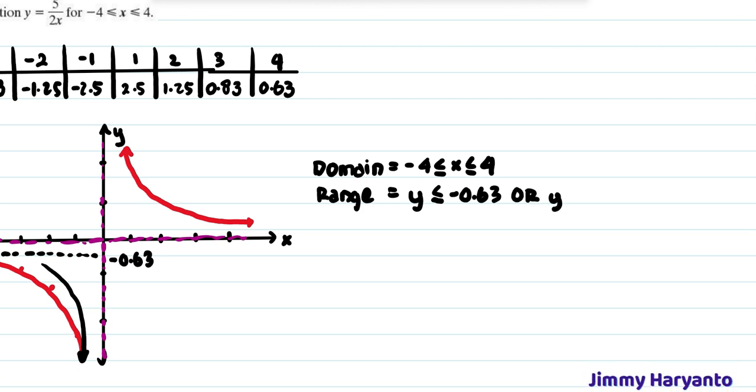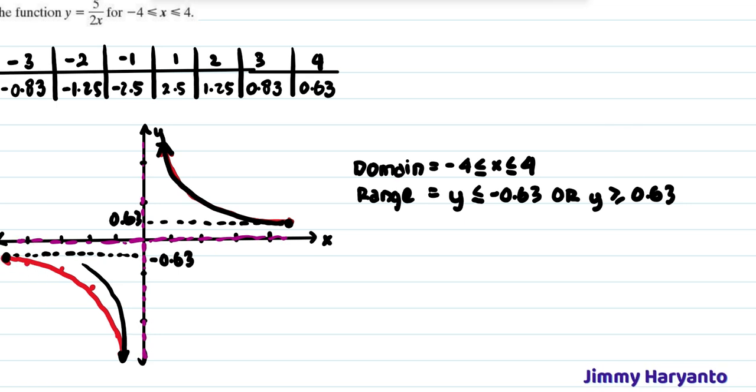is y. This point is at 0.63, and it's going up, increasing continuously. That means y greater than 0.63. So this is our domain and also range.